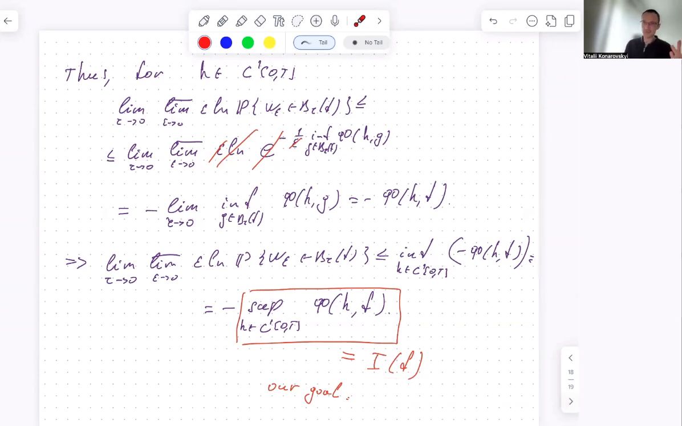After we do that, it will be done next time. We will discuss the exponential tightness of the Brownian motion, and then from the weak large deviation principle we will obtain the full large deviation principle.